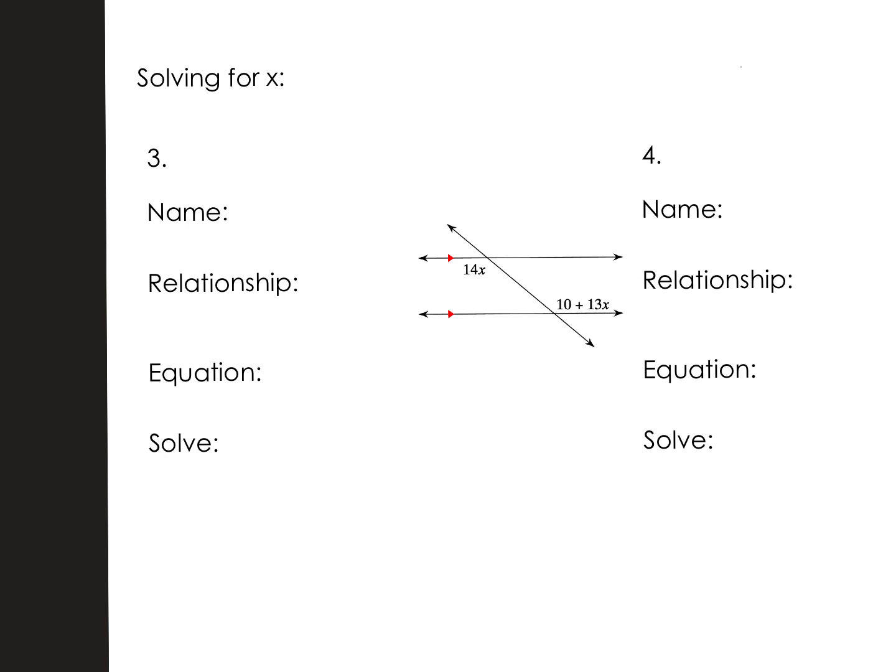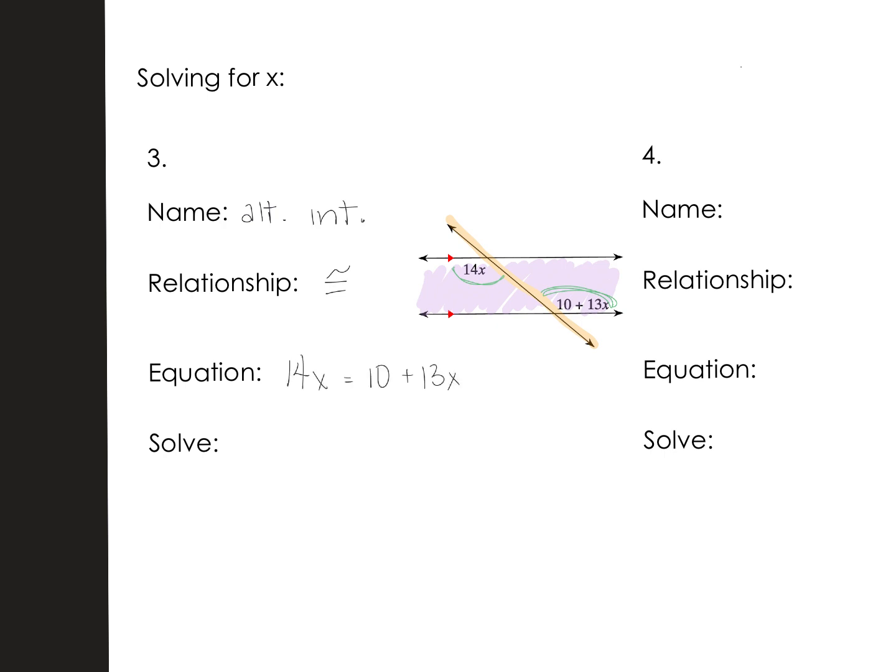All right, here we're going to have a more involved process. I'm going to start by still highlighting. All right, and I'm going to mark my angles. I have this 14x and this 10 plus 13x. I see they're both in the shaded region, and then my 14x is to the left of my orange line, and my 10 plus 13x is to the right, which makes them alternate interior. Alternate interior angles have a congruent relationship, so when I set my equation up, I'm going to set these two expressions equal to each other.